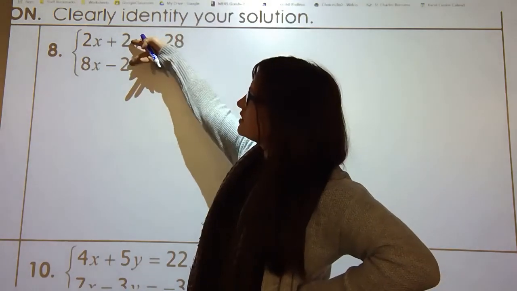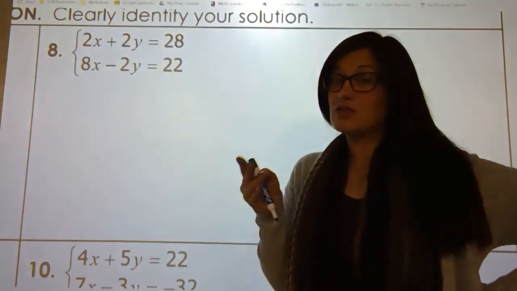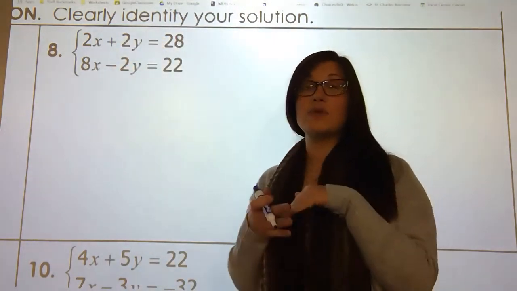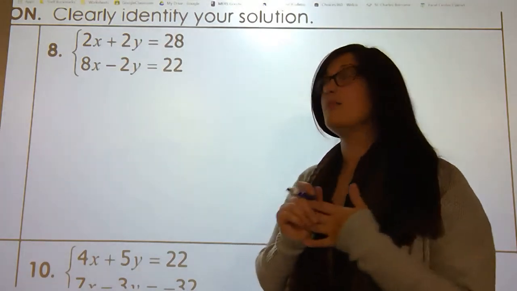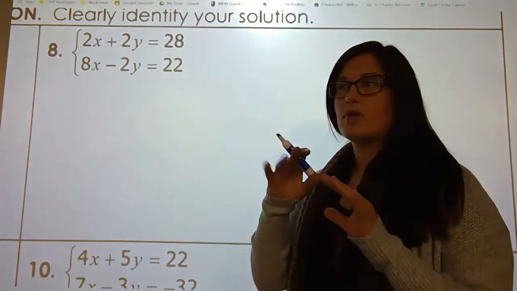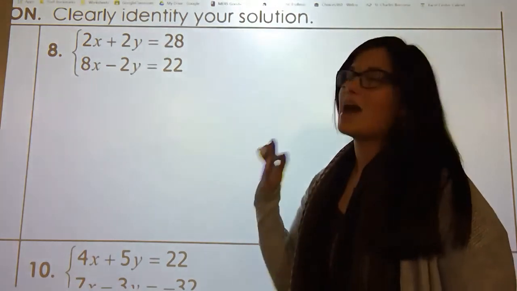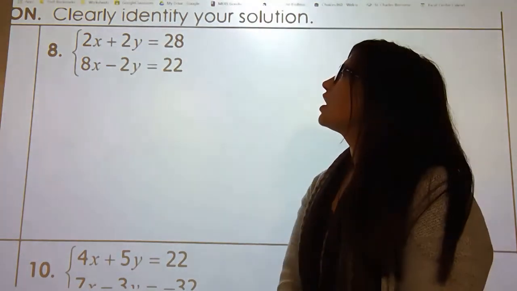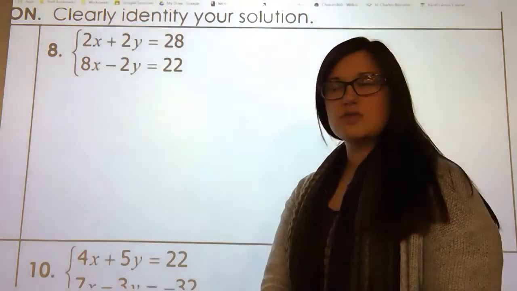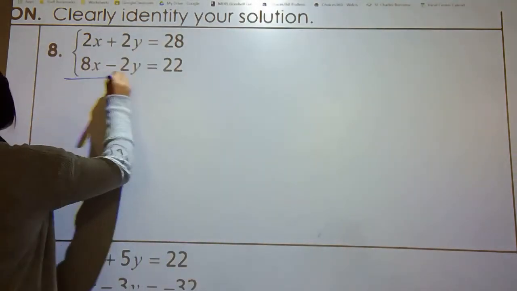I'm looking at my y's, I got a positive 2 and a negative 2. Actually, that's more ideal. I would like them to be opposites as opposed to being the same sign, right? Because when I add them together, I want them to go away. So this is ready to go. All I have to do is add my equations together.